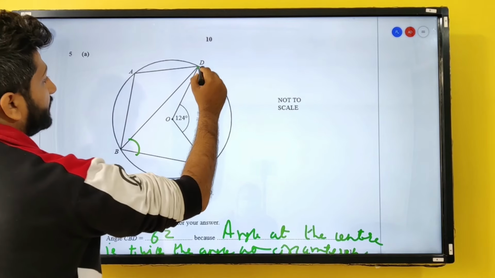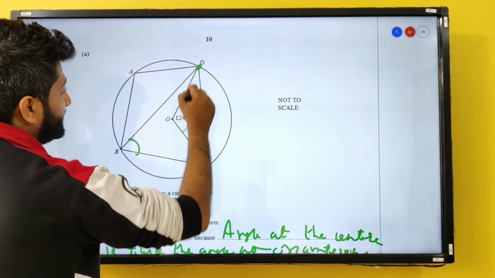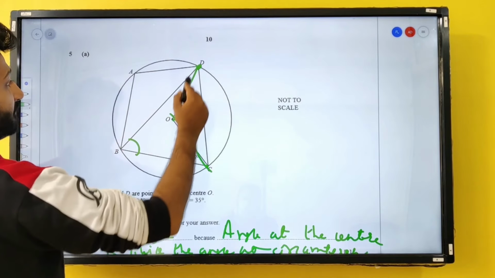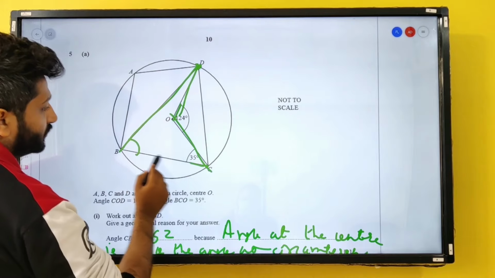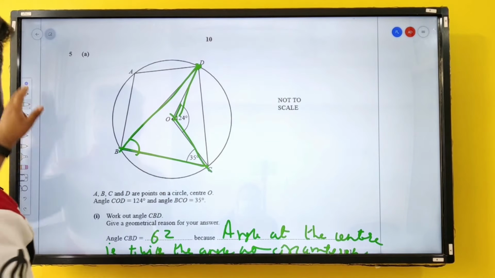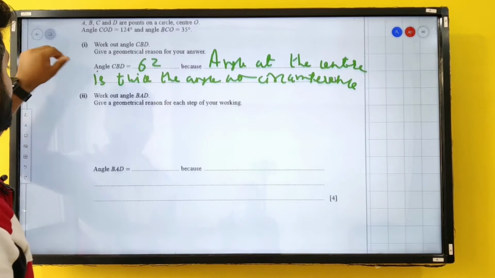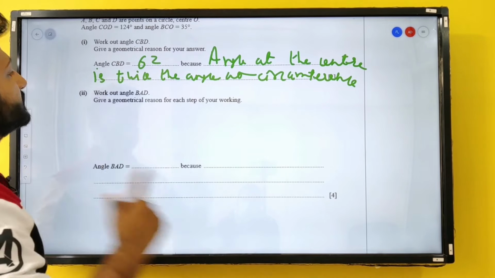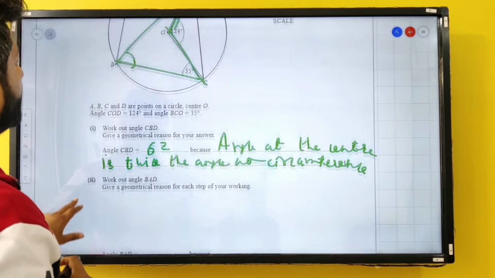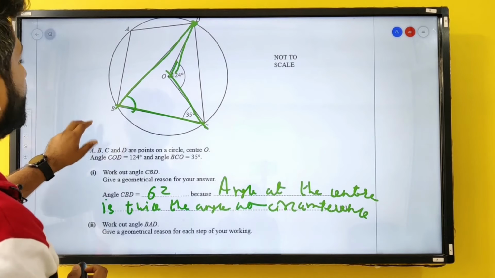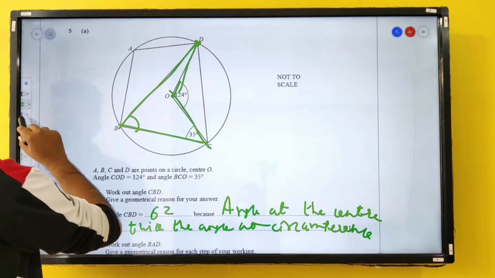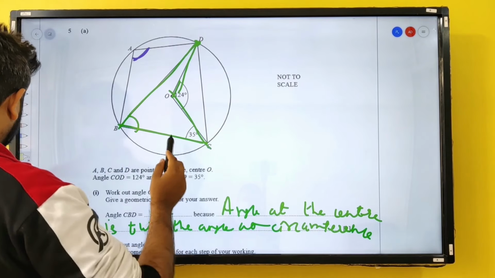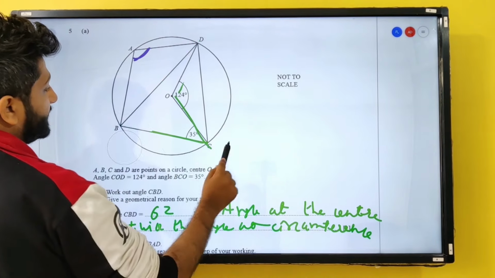See, from D and C you have an arc which leads to the center, and from the same C and D you have an arc which leads to B. Next, work out angle BAD. Give your geometrical reason for each step of your working. So we are supposed to find angle BAD. Let us find this angle. Let me erase this, guys.